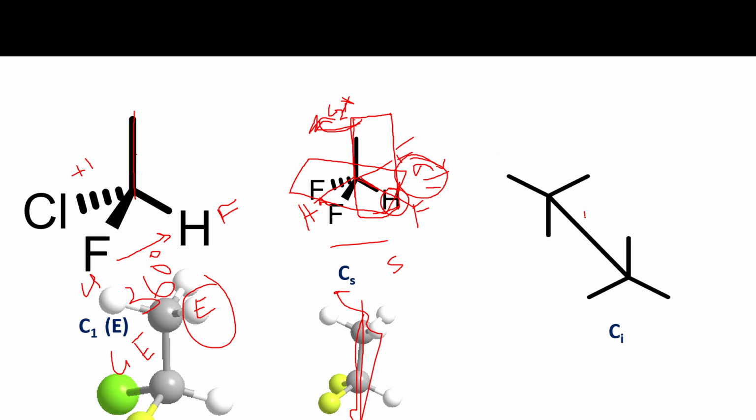Then another one is the inversion center. An inversion center is a point from which all opposite positions are at equal distance. That point we call an inversion point. If any molecule has that inversion point present, then we name the point group as Ci.